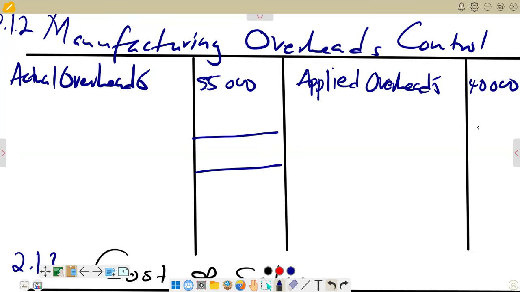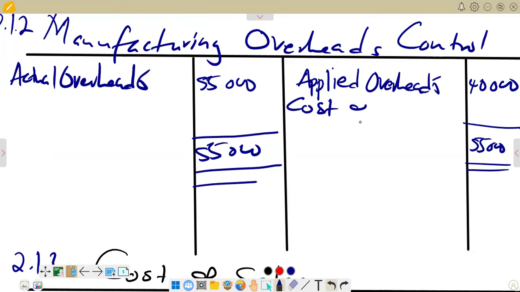So remember, the debit side is the greater side, so it's going to come in between the double lines, both sides. Then the difference comes on the smaller total, which is the credit. So that's the balance that we are going to transfer to the cost of sales. So we are not going to have a balance c/d in the manufacturing overheads control. We say 55,000 minus 40,000, and we are going to get 15,000.